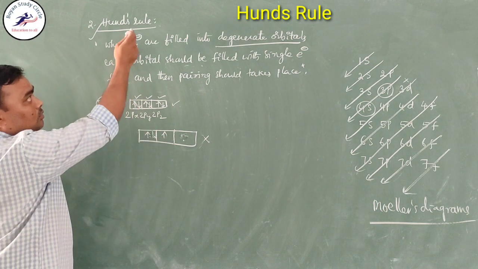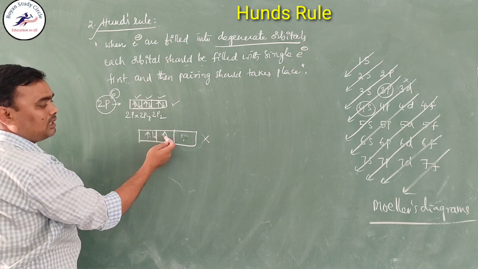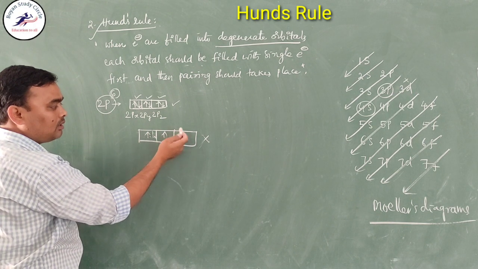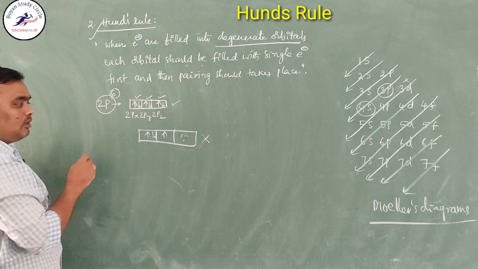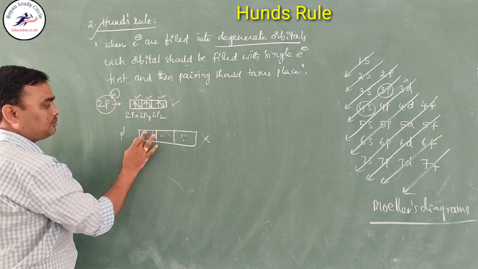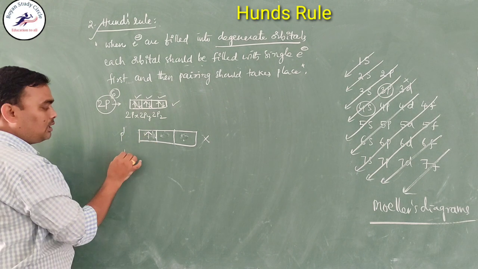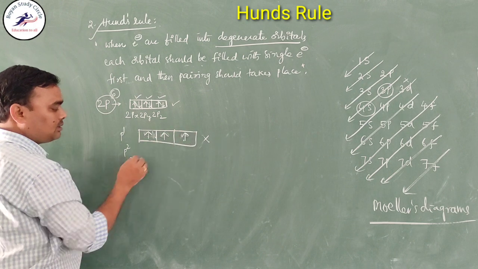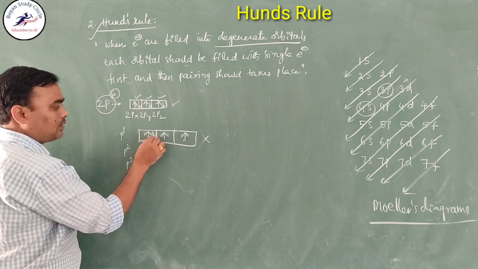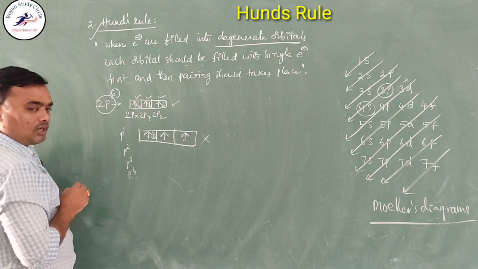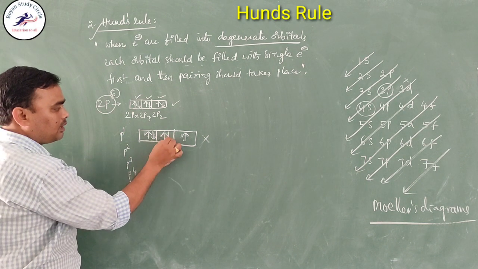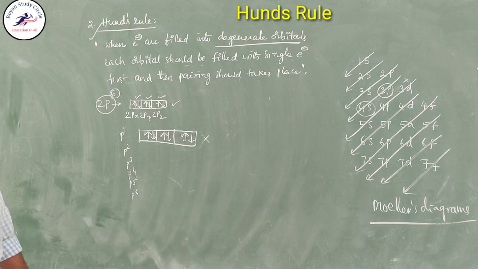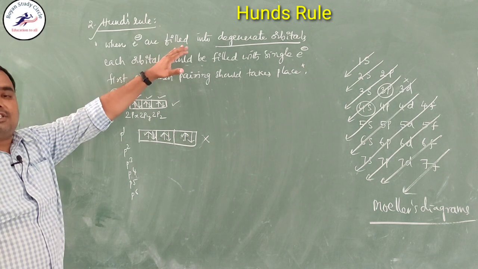So that means according to Hund's rule, when you are filling the electrons into degenerate orbitals, each orbital is first filled with a single electron, then pairing should take place, right? For example, if p1 is present, you can write 1. If p2 are present, you can write like this. If p3 are present, you can write like this. If p4 are present, then already 3 are filled, so pairing starts. If p5, second pair. If p6, third pair. Like this, you have to distribute the electrons into the degenerate orbitals.